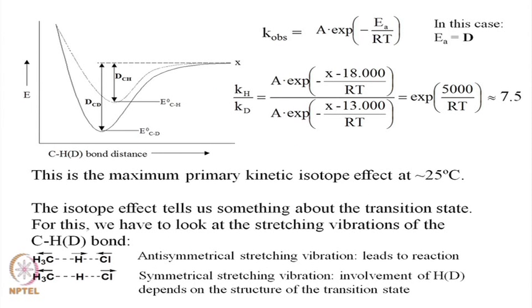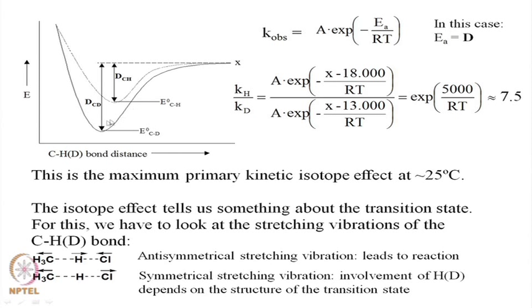Now, this is the potential energy diagram. If we look into that, this is bond distance. If you plot energy as a function of the CD bond distance, you will see that it is the Morse type of potential. This dotted one is for CH, and the solid one is for CD. And this is your dissociation continuum.